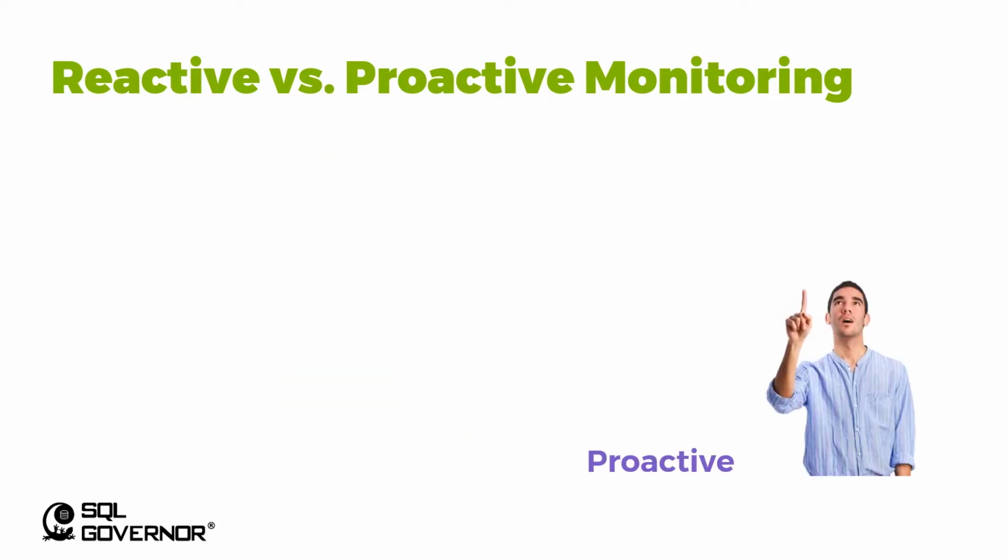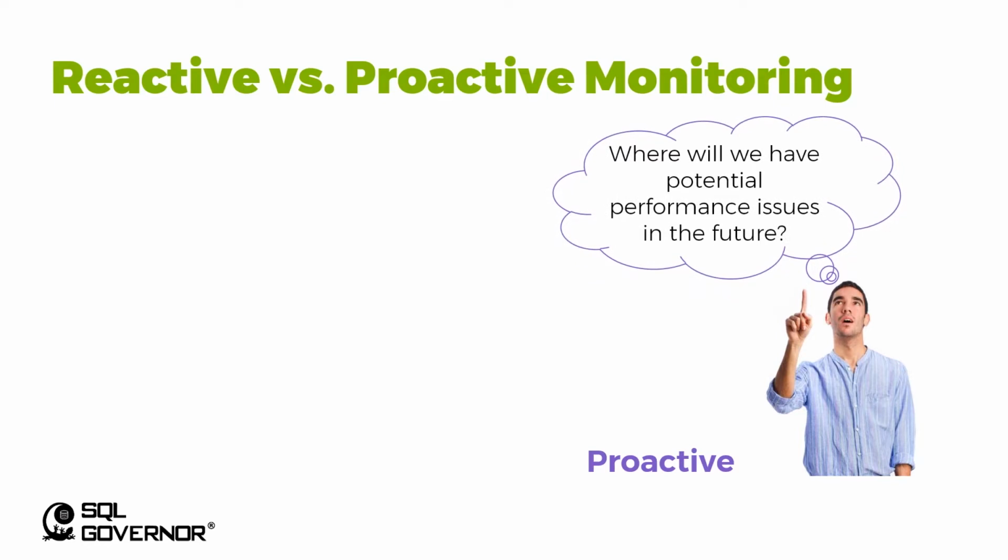Okay, but what about proactive monitoring? What does that mean? Well, it answers the question, where will we have potential performance issues in the future? So how can we answer such a question? For that, we actually need applied mathematics.